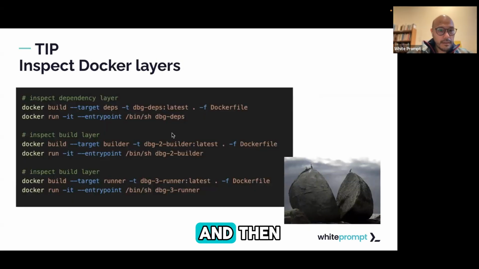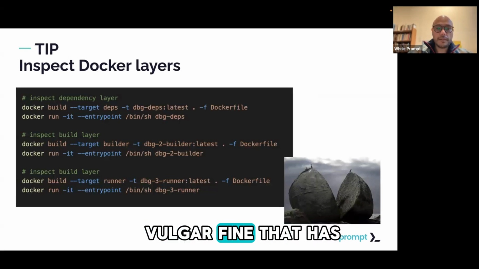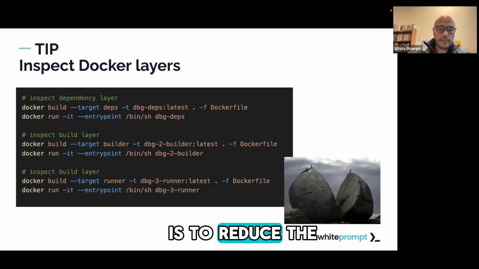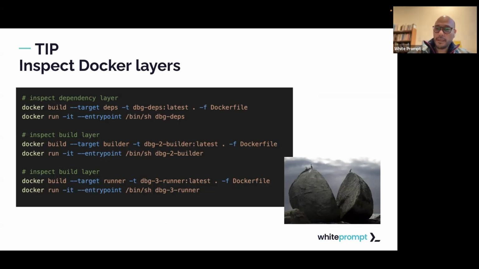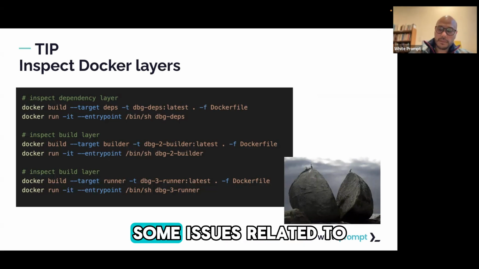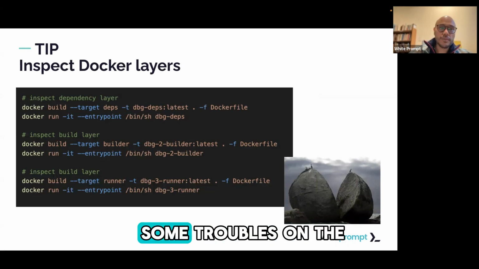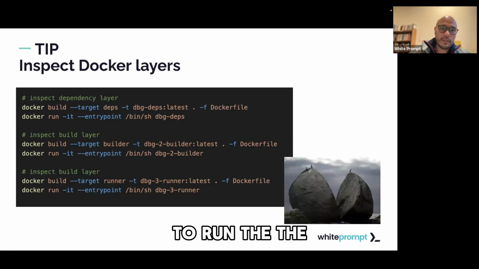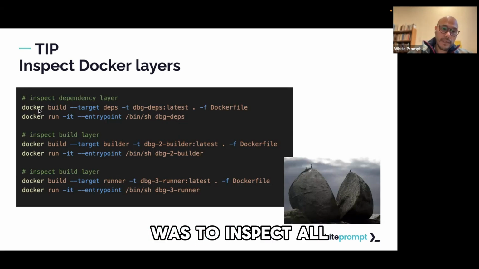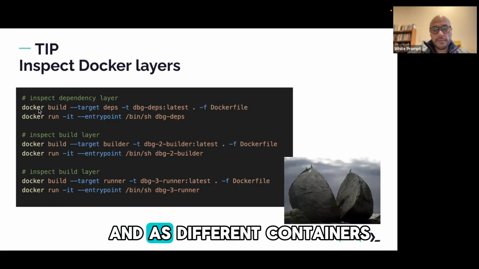Another tip that I want to share with you: in this case, we are using a Dockerfile with a multi-layer strategy. The main idea is to reduce the size of the final Docker image. During the experience, I needed to debug some issues related to the consumer having trouble at the time of running the final process. What I was doing, and found pretty interesting, was to inspect all the layers as different containers.